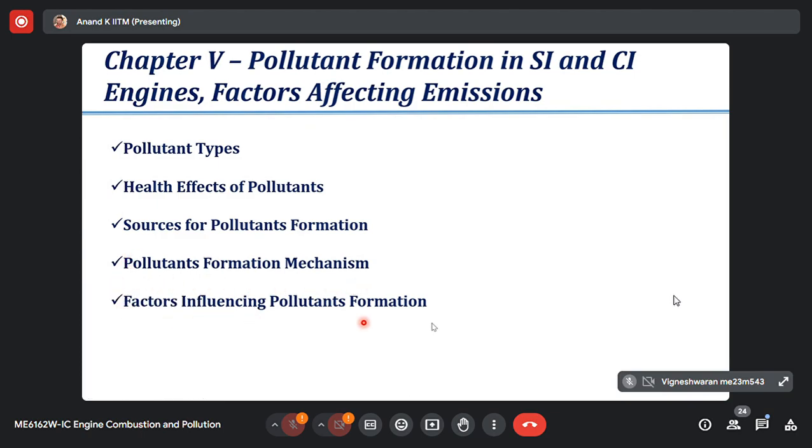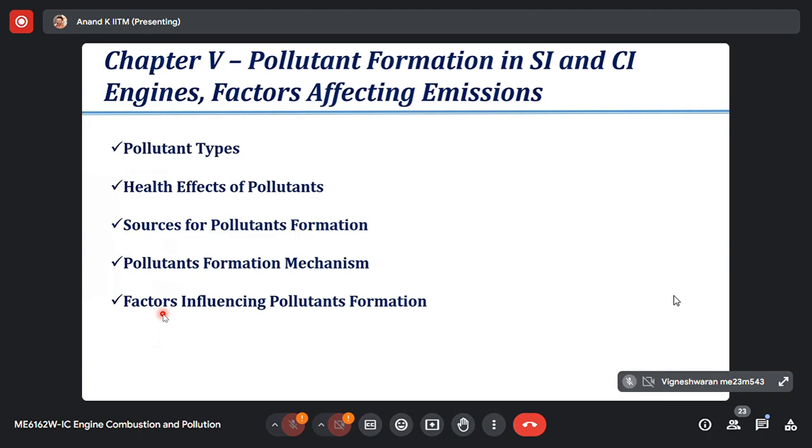Okay, so now we have come to the last part of this chapter. What we have discussed so far is a mechanism that results in forming these 4 pollutant species. Now we are getting into the factors. When I say factors, it's an engine design based factor or engine operating condition based factor. We are going to look at what are all the various factors that influence pollutant formation. And you will see that these factors, engine design or operating variable, are going to be different for SI engine and CI engine. So we are going to deal with it separately for SI engine and CI engine.